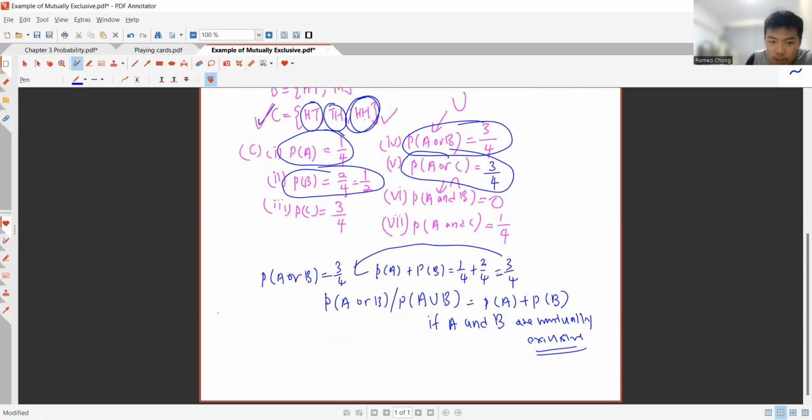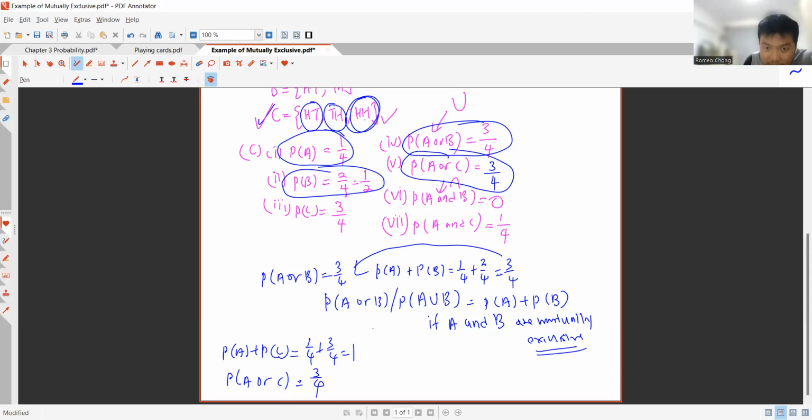So if you do PA plus PC, let's see what happened. PA plus PC is 1 over 4 plus 3 over 4. You actually get 1. But the problem is that if I look at your P(A or C), it's actually 3 over 4 only. Why is it 3 over 4 only? Because, as I mentioned to you, there is one common element.